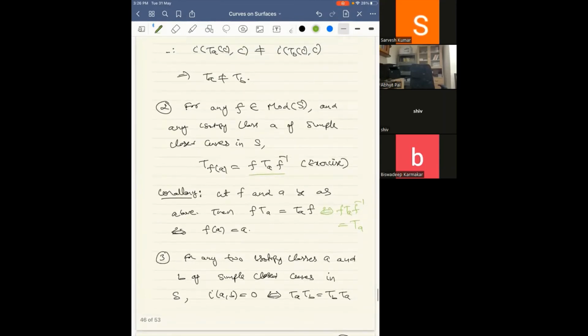From this, you can compute the centralizer of a Dehn twist. If you want to say what the centralizer of a Dehn twist is, it is precisely the set of those mapping classes which preserve A. So the centralizer of the Dehn twist is simply those elements which preserve A.